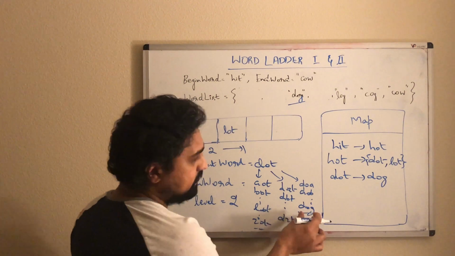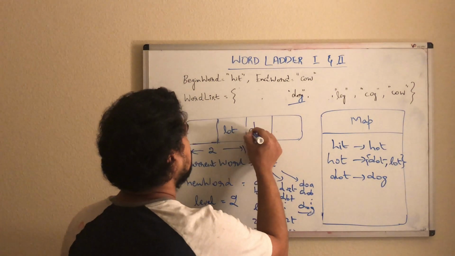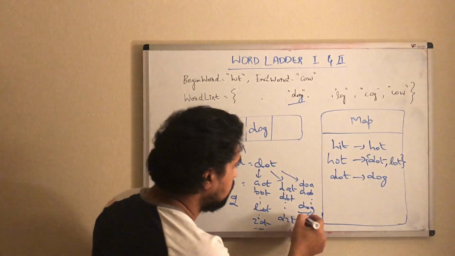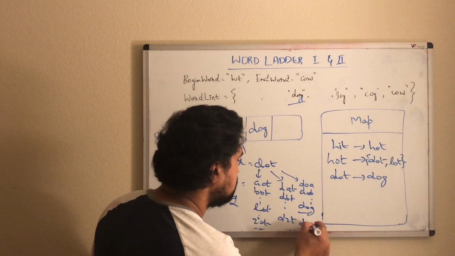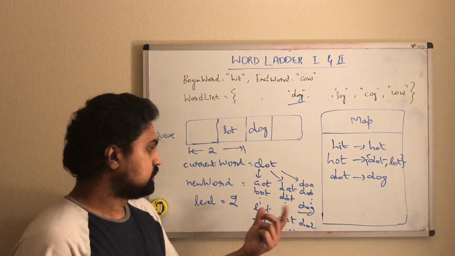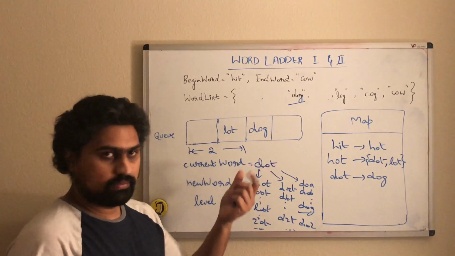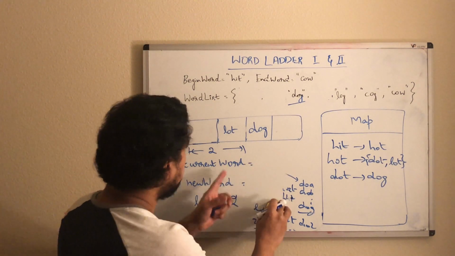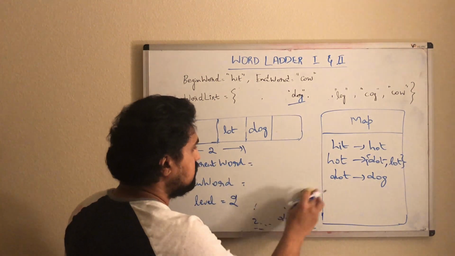And we shall add this word to the queue. We shall offer this word dog to the queue, and we can continue processing until DOC. Now none of these other words belong to this word list, so we are done processing the word dot. Okay, now let's move to the next word, which is lot. We are still in the same level because there are two words in this level.